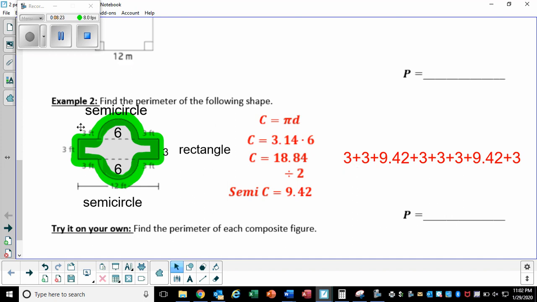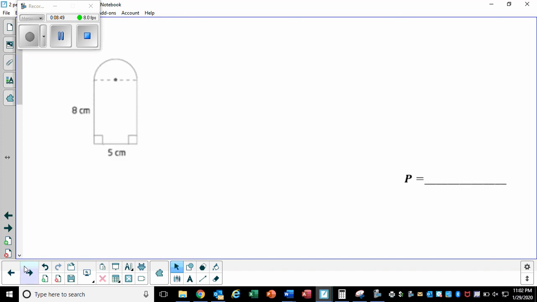I've got my 3 plus 3 plus 9.42 plus 3 plus 3 plus 3 plus 9.42 plus 3. And that's what they're asking me for, the perimeter of that. So I go ahead and add that together, and I get 36.84 feet. That's the perimeter of that shape. Alright? Finally, you guys are going to go ahead and try this one on your own. Not nearly as many parts to it.